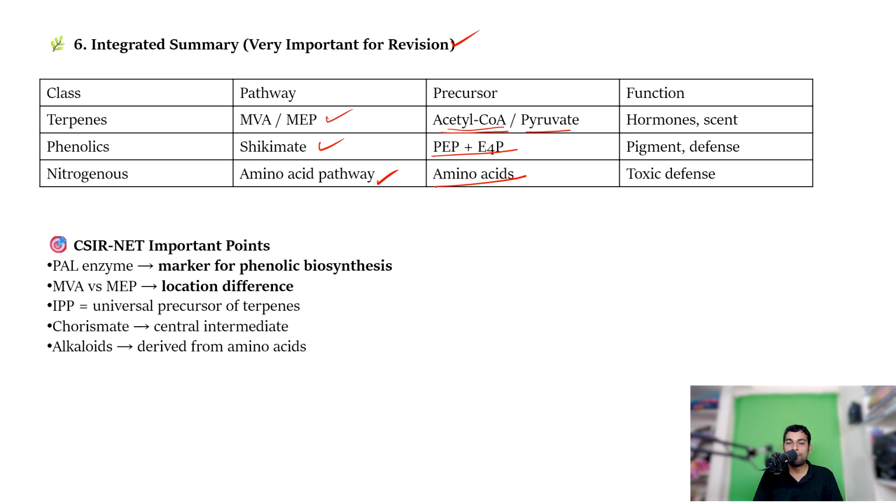There is a way how to remember all these. How to remember terpenes? These are produced from the acetyl-CoA, which is an energy-based molecule. We know where it is produced. It is produced after the glycolysis before the Krebs cycle. The second one, phenolics. It is produced from the sugars. It is useful for protective compounds. The third one is nitrogenous compounds. It is produced from the amino acids, useful for toxic defense.